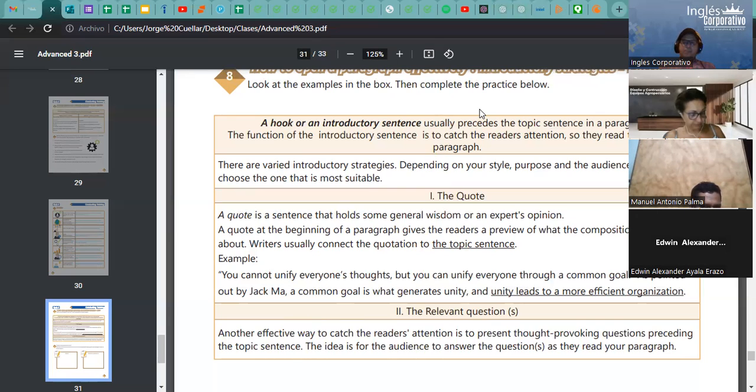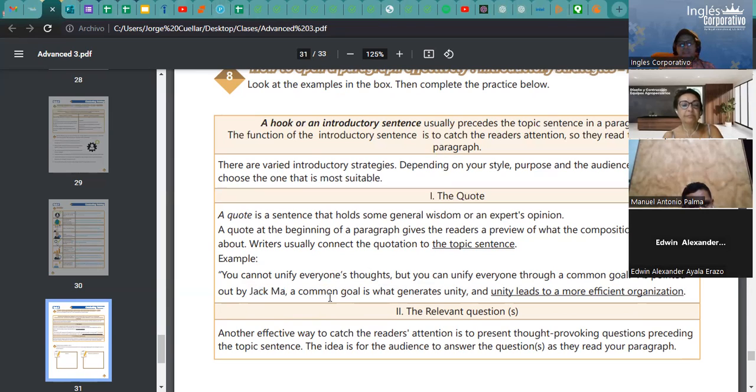Of course, Susan, I can repeat. So what you are going to do is to create two little paragraphs. And there are two strategies that you are going to use to start the paragraph. The first one is the quote. There is an example here, for example, you cannot unify anyone. So this is a very good example, because this is the quote. This is the beginning. And then you say who is the author of those words, and then you say why you are saying it.